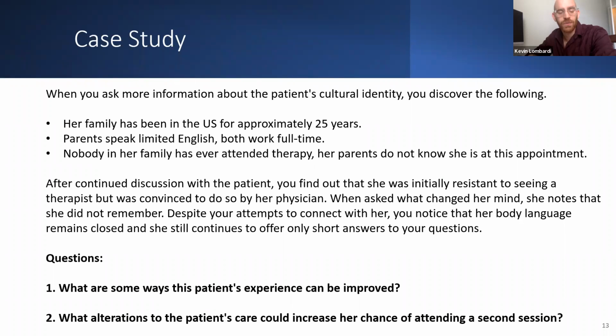So here are my questions for you. One, how can we improve this patient's experience? Either things we're going to do or things we should have done. And two, what alterations to this patient's care could lead to an improvement? And that's in the steps that we could do next. Okay, and we'll take 3 minutes, please, Vida. Yep.